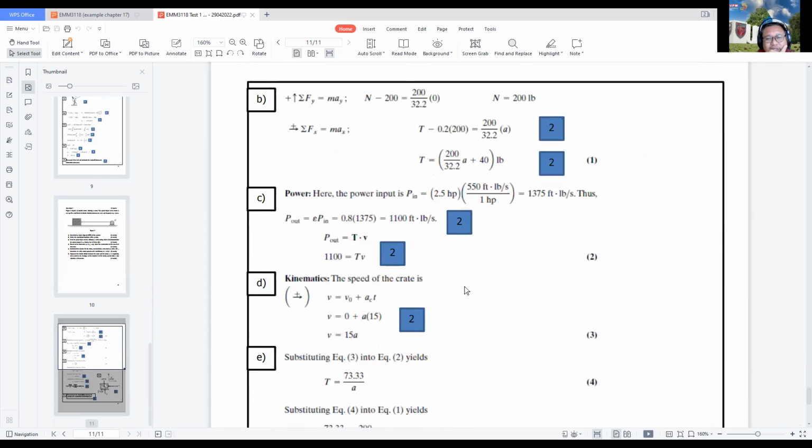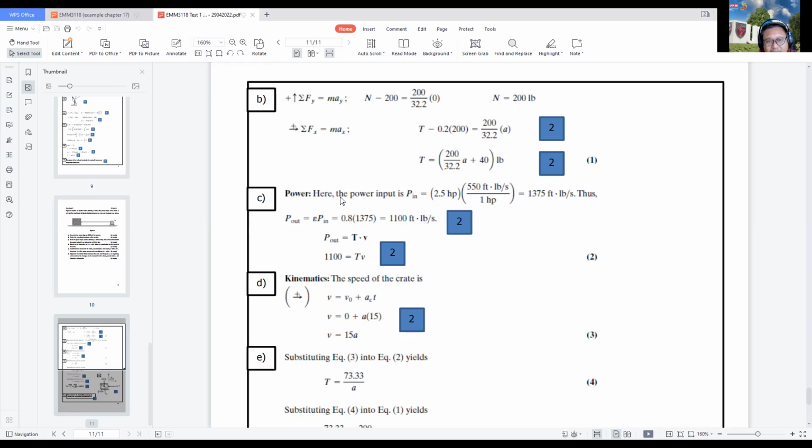So this is the solution. First, you need to calculate the summation of forces in the vertical axis, or the y direction, and then the summation of forces in the x direction. And then you can get these two equations. The first one, you can solve for the value of N, which is 200 pounds. And the next part, you can have one equation which relates the tension and the value of a, the acceleration.